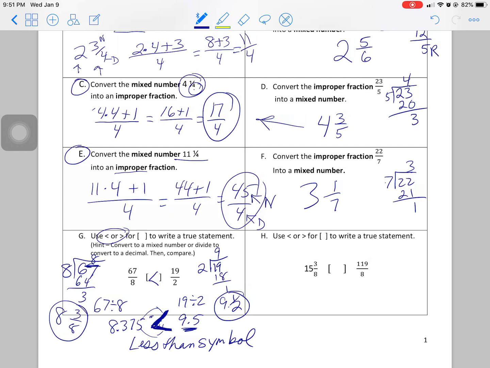This one I'm giving as a mixed number, and this one I'm giving as an improper fraction. Notice that both the denominators are 8. So what I need to do is convert this to an improper fraction. So this would be 15 times 8 plus 3. I did that in my calculator. That comes out to 123 over 8. 119 over 8. Clearly this one is larger. So the opening faces this way, and this is a greater than symbol.